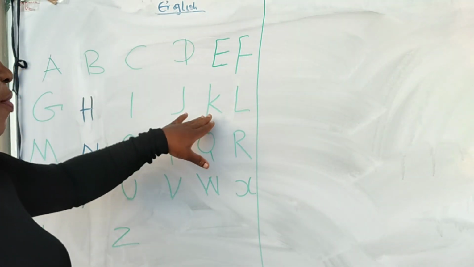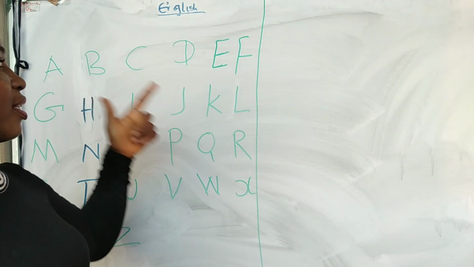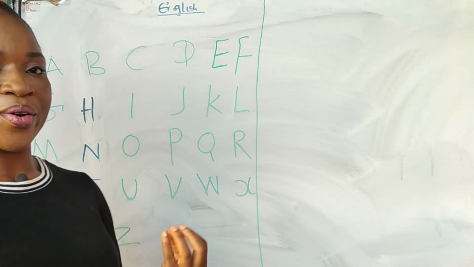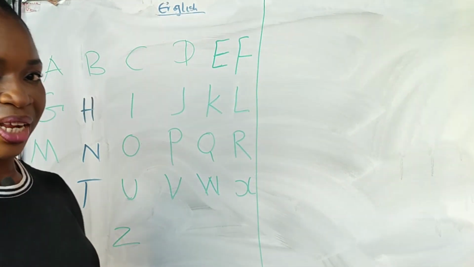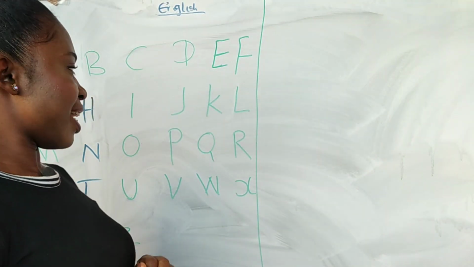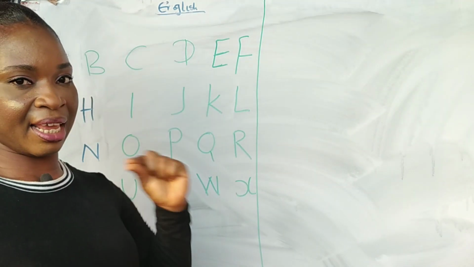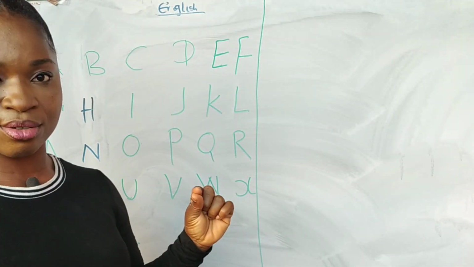Okay, so let's move to this K now. The K and the K sound. Sometimes it sounds like this. But when you pronounce them very well, you're going to know which is which, depending on the meaning of the word or the actual word you're about to pronounce. So we have K, we have kids, we have kid, we have K2.